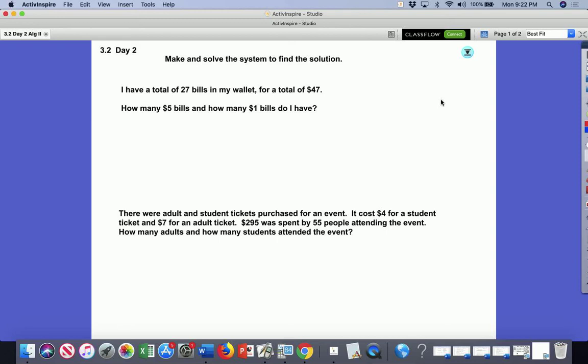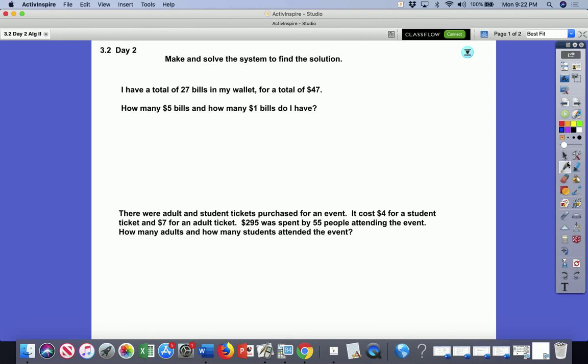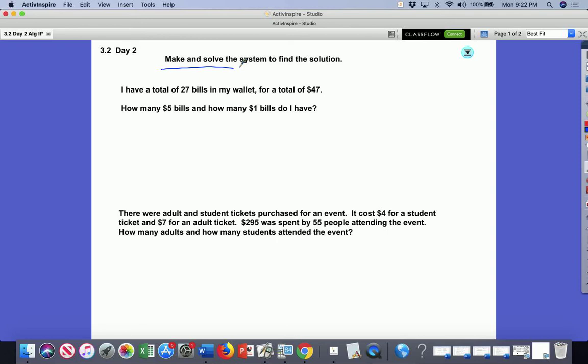Okay, so what we're going to do is we're going to make our system, and then we're going to solve it. So a little bit different than the other day. You didn't have to make your system. Now it is similar to what we did in previous days where we have to define our variables.